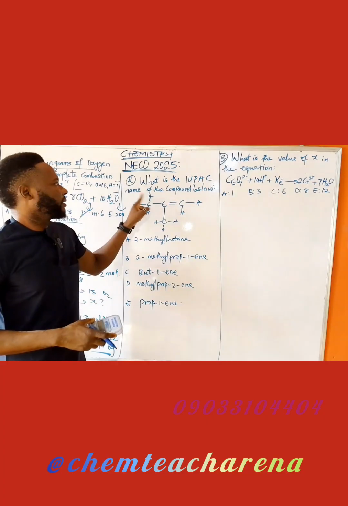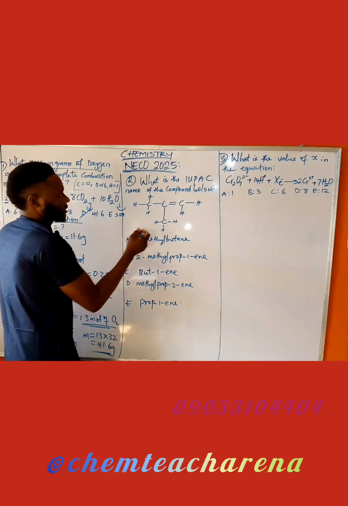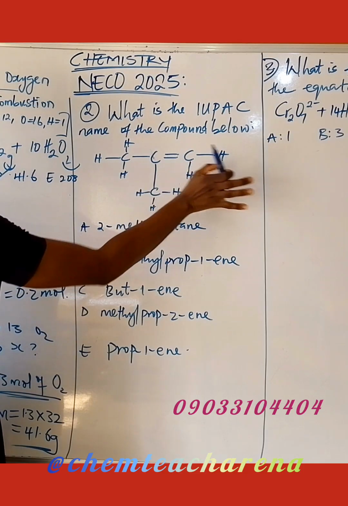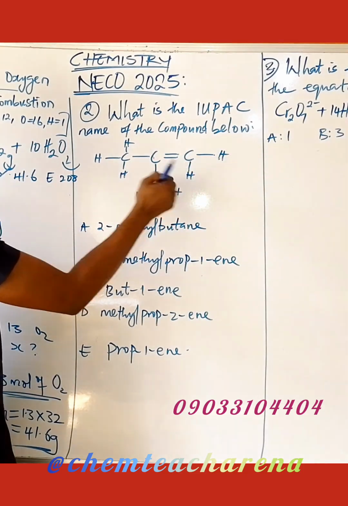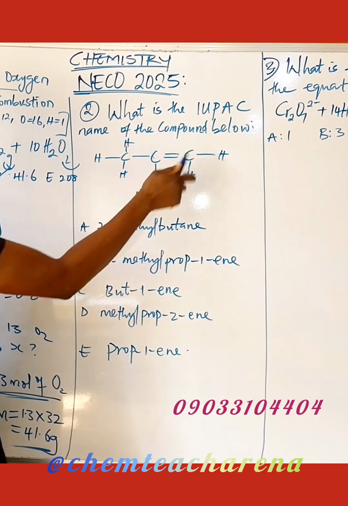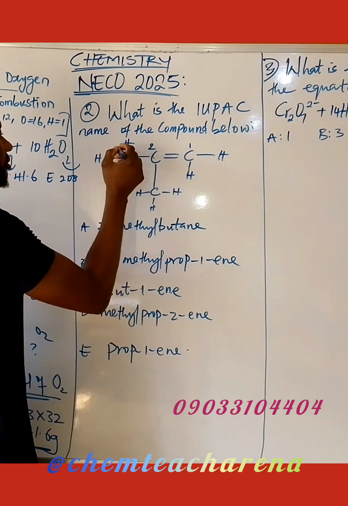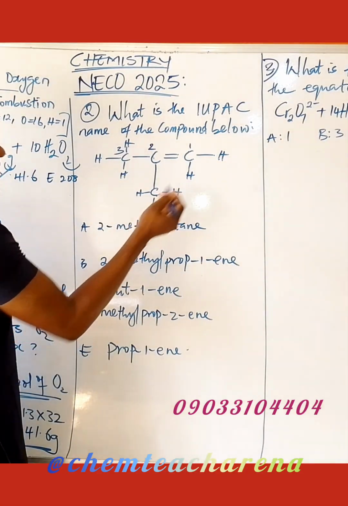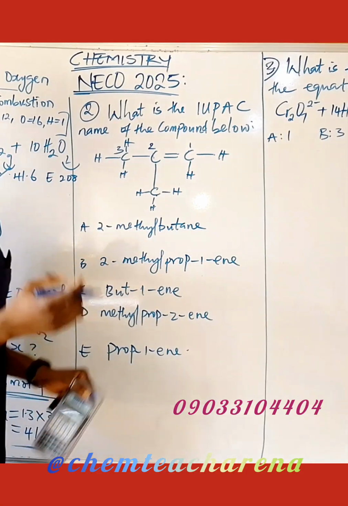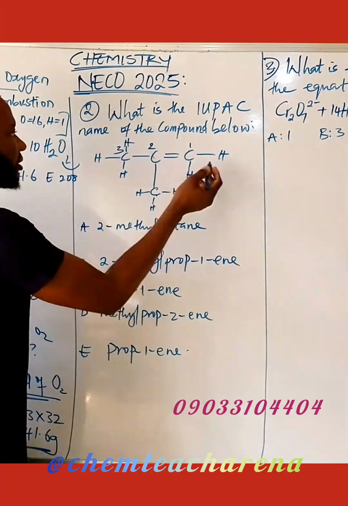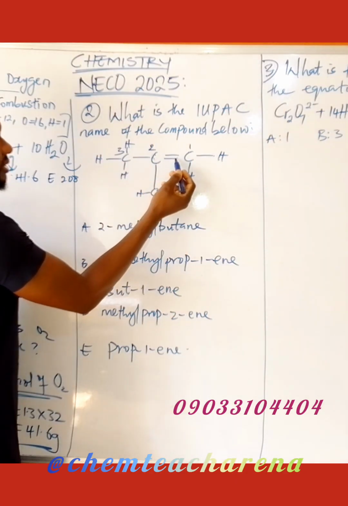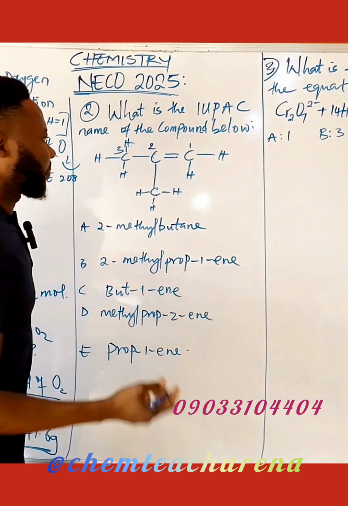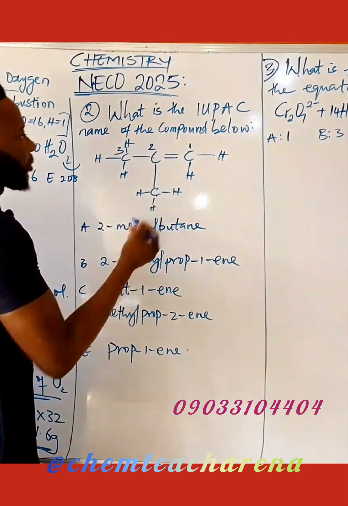What is the IUPAC name of the compound below? I have to count from here because the double bond is closer to this side, and we are giving preference to the double bond. Whichever way I count, the longest chain here is 3, which is propane. But because I'm having a double bond here, I won't call it propane anymore. I have to call it propene, because this is an alkene compound.